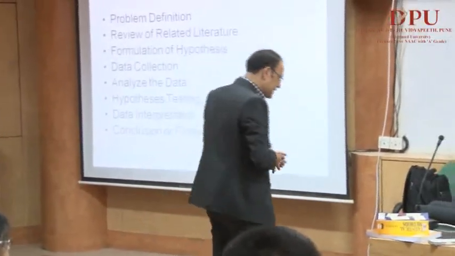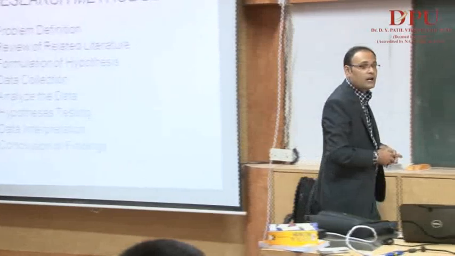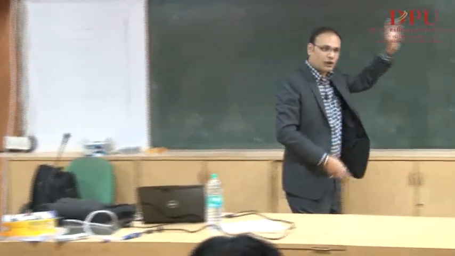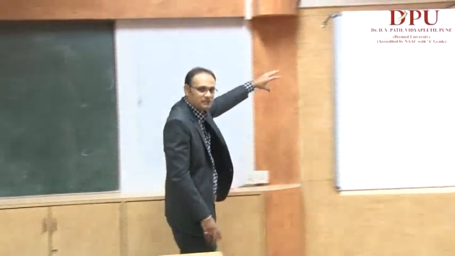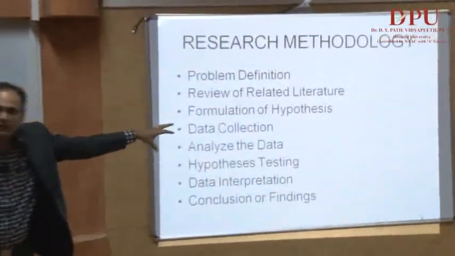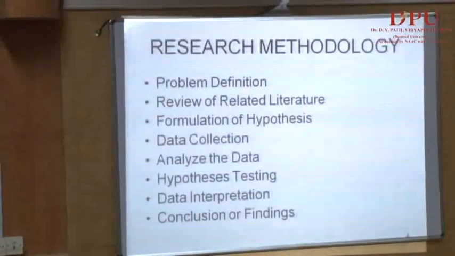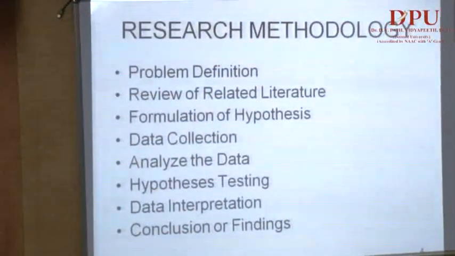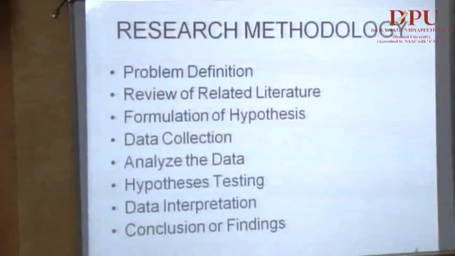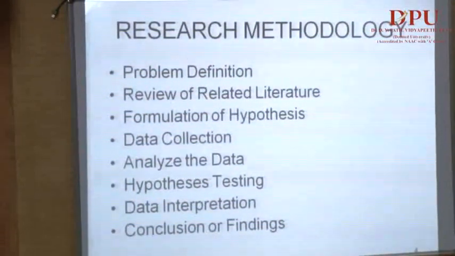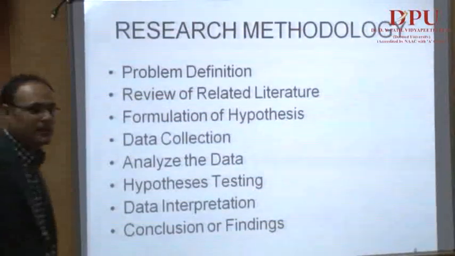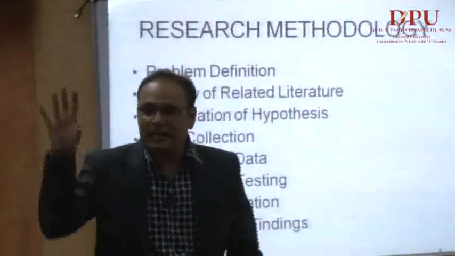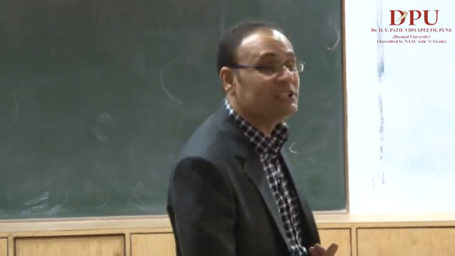So this is basically the research process. The first step is to understand the problem definition. Second is reviewing the literature we have. The third is hypothesis formulation. Fourth is data collection, and fifth is analyzing the data. Sixth is hypothesis testing, the seventh is data interpretation, and the final is conclusion. These are the steps that come when you talk about research. Understand? So we call it the research process.